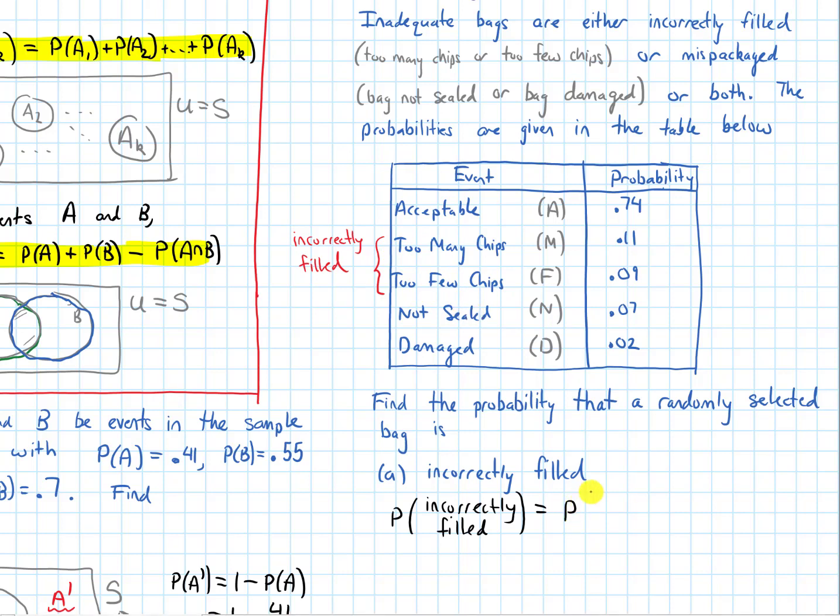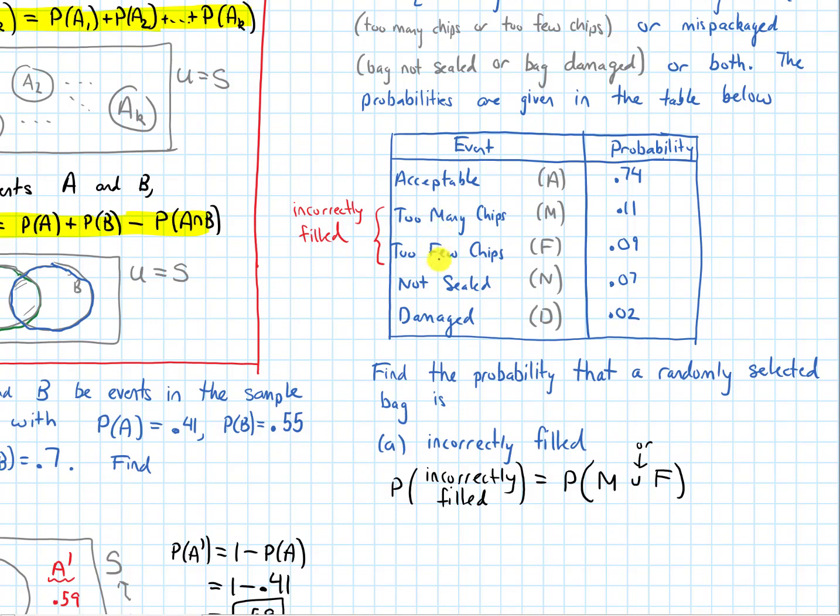So what we're after here is the probability either that we have too many chips, which is M, or, and the word or makes us get a union, that we have too few chips, which is the event F. So the probability of an incorrectly filled bag is equal to the probability of M union F. And because these two events are disjoint, this equals the probability of M plus the probability of F. And the reason again is since M and F are disjoint events, they can't happen at the same time.